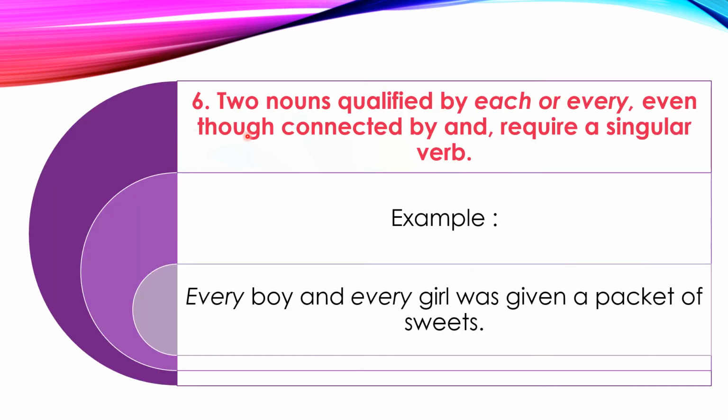Rule number 6 says two nouns qualified by each or every, even though connected by and, require a singular verb. Let us understand this through an example. Every boy and every girl was given a packet of sweets. Here boy and girl are different nouns, but they are qualified by every. It is applicable for both each and every. As these two nouns are qualified by every, we use the singular verb form was here.